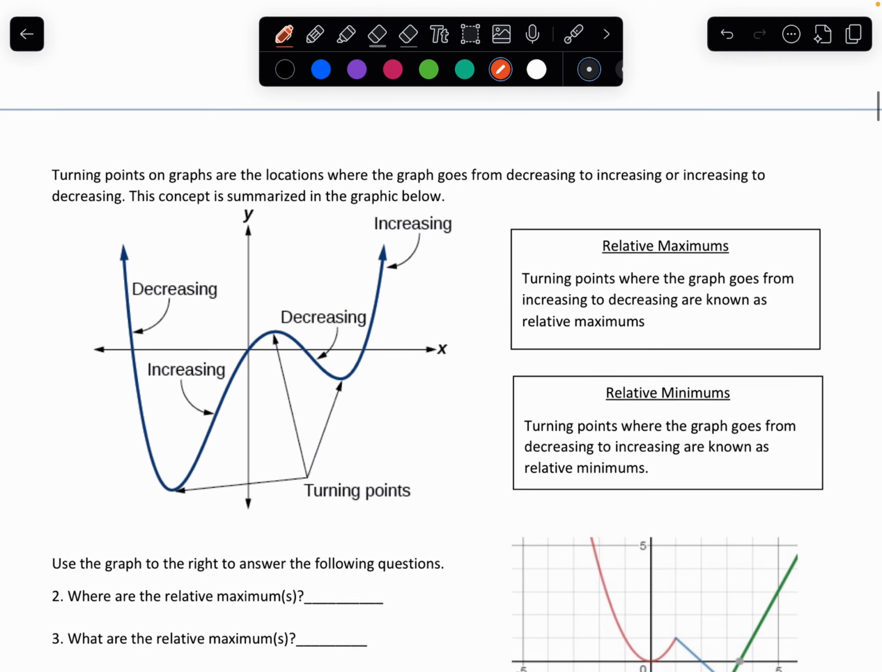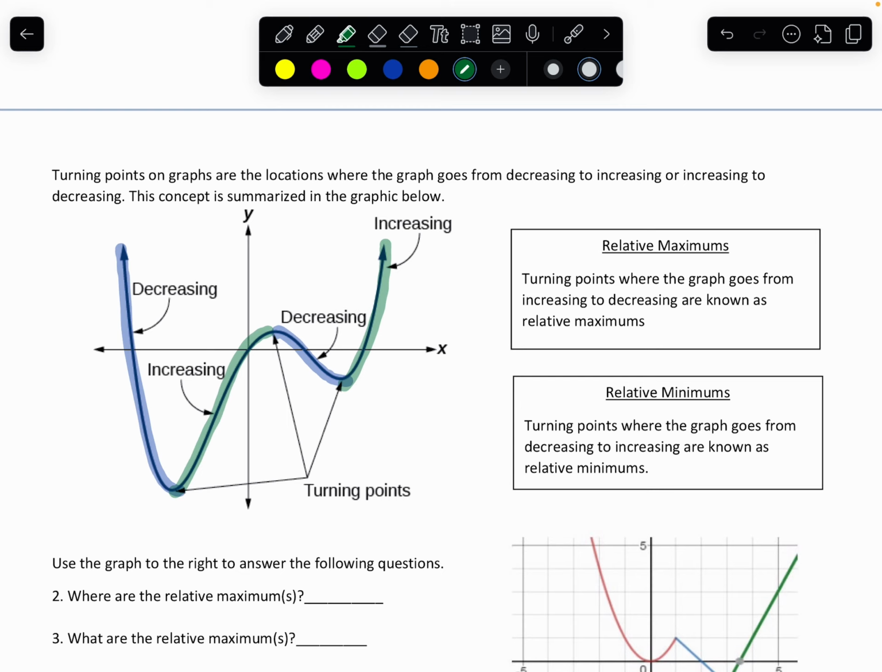And this is that new piece that we're going to be talking about. Turning points on graphs are the locations where the graph goes from decreasing to increasing or increasing to decreasing. This concept is summarized in the graph below. So let's take a moment and color code it. Wherever my graph goes down I'm going to color in blue. Wherever my graph is increasing, going up, I'm going to color in green. The reason that this is nice is it helps us find these things called minimums and maximums.